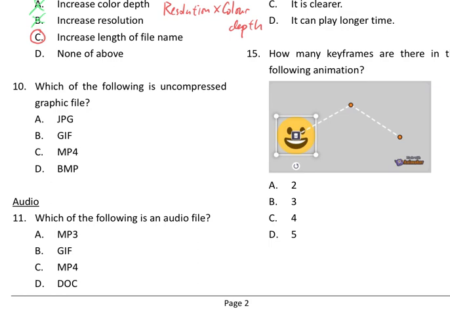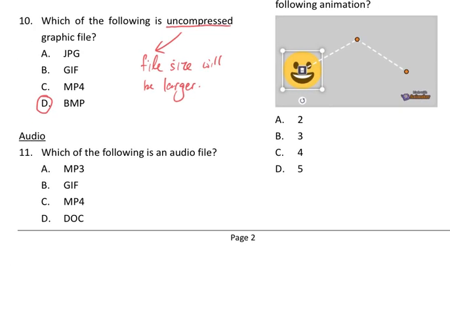And then 10. Which of the following is uncompressed? If it is uncompressed, then the file size will be a little bit larger. So the answer should be BMP, bitmap picture. It is not compressed. It is uncompressed. And then question 11.